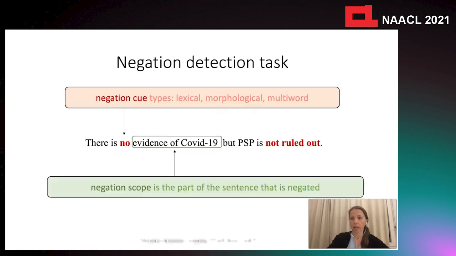Negation detection has been extensively researched by the NLP community. Reliable negation detection is vital in biomedical text mining, sentiment analysis, machine translation, and other applications. The task itself consists of two parts: negation cue detection, those are units that carry negative meaning, and negation scope resolution, that is identifying the part of the sentence that is affected by the cue.